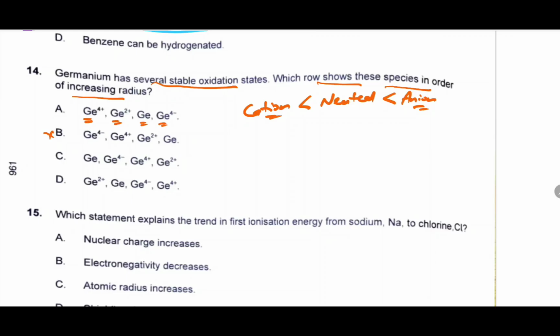In the increasing order we have to find out that this is the largest radius. Ge4- is largest. Not possible. B. Germanium neutral, not possible. Germanium 2+, also not possible. Germanium 4+ is highest radius, it's wrong. It has the lowest radius. The answer is A. It says Ge4+, Ge2+, Ge and Ge4-, this has the lowest radius and this is the highest radius. Okay, this is the answer.